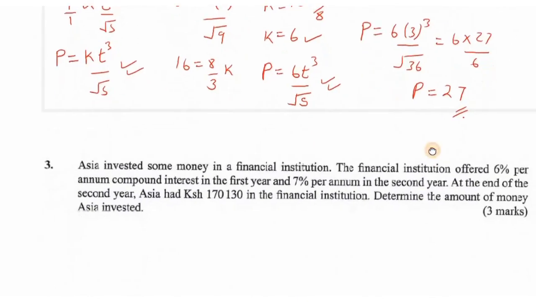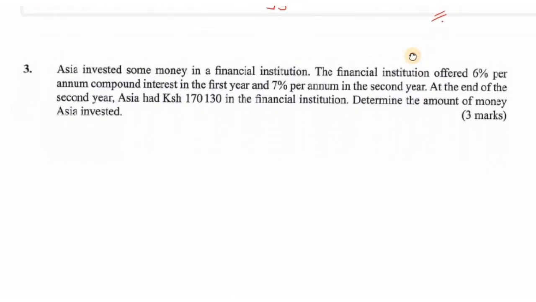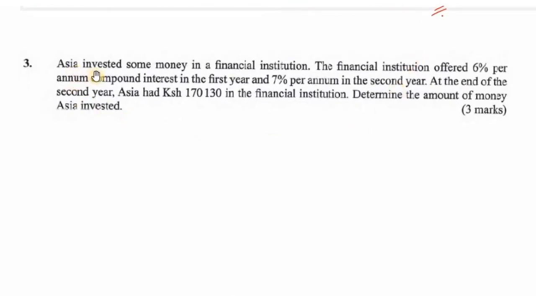Lastly, for number 3, we are told Asia invested some money in a financial institution, and then the financial institution offered 6% per annum compound interest in the first year and 7% per annum in the second year. At the end of the second year, Asia had 170,130 shillings in the financial institution. Determine the amount of money Asia invested.